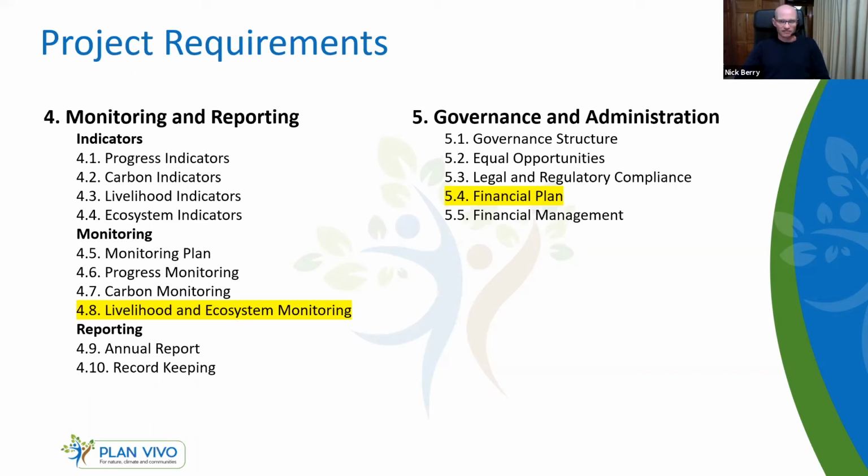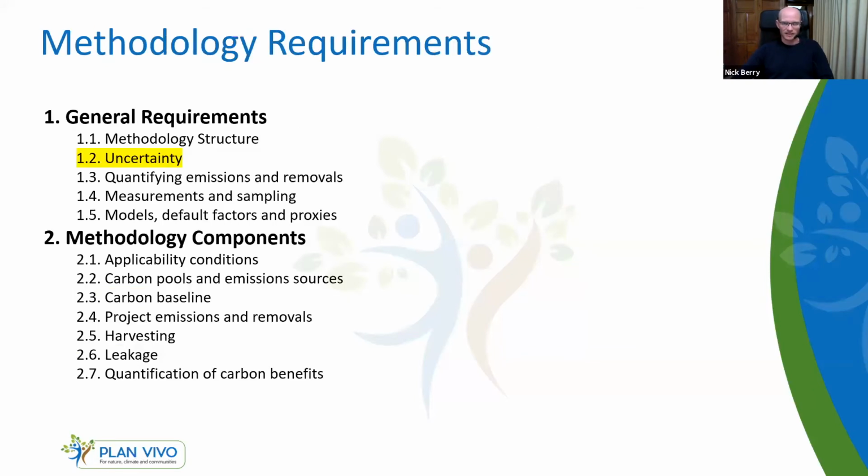And the governance and administration requirements are also similar to what we've had before. I think one area where we've introduced or clarified is around the level of financial planning information and financial auditing that projects would be required to provide information on. So yeah, the bits highlighted in yellow are ones where you can perhaps focus attention in the consultation. So I think we can move to the methodology requirements.